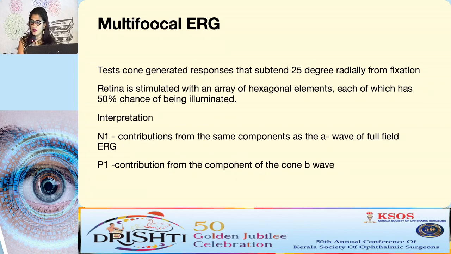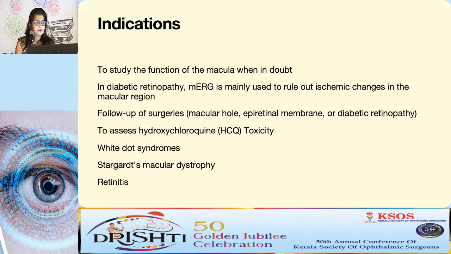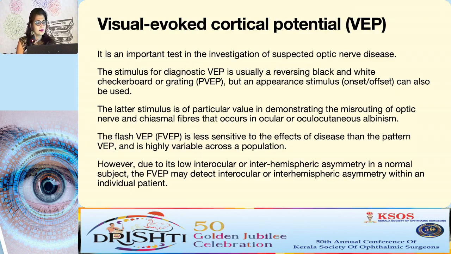Again, the multifocal ERG also gives you some more information about the macula. So if you are suspecting something, whether it is macular or whether it is optic nerve, again, multifocal ERG will also be important for you. This we have covered. So next we'll go to the important topic, which is the visual evoked potential.